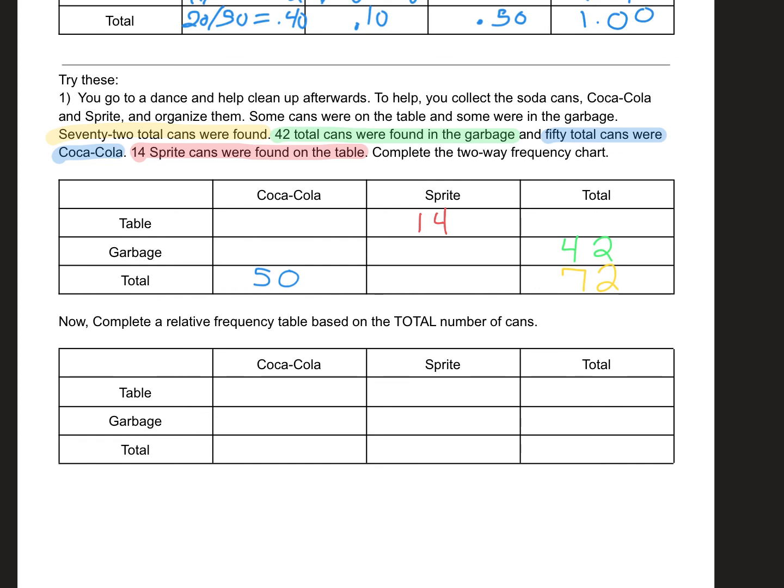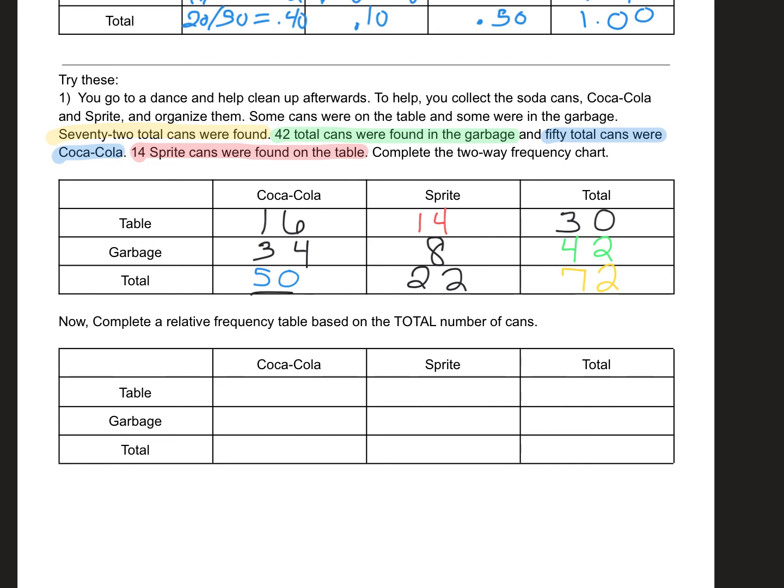Now I can fill in the rest of this. So 50 plus what gives me 72? That would be 22. 42, 72, so that gives me a 30 here. That's 30, then this is 16. 14 plus 8 would give me 22. 16 plus 34. And that gives all my numbers.